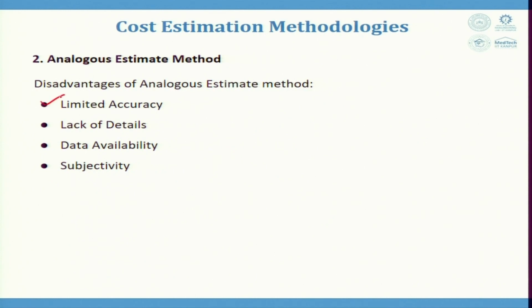because the accuracy of the estimate heavily depends upon the similarity of the current project to the past project. If similarity is less or dissimilarity is also there, the accuracy is limited. The lack of details of the current project is also there, because the method may not account for specific small changes or nuances or unique aspects of the current project.